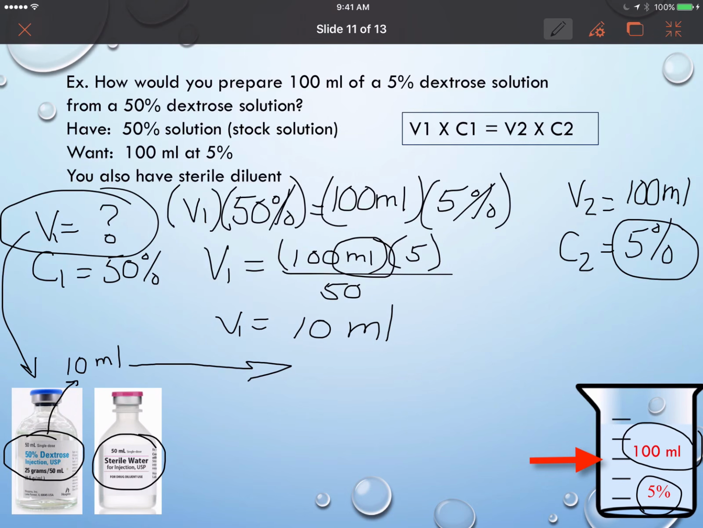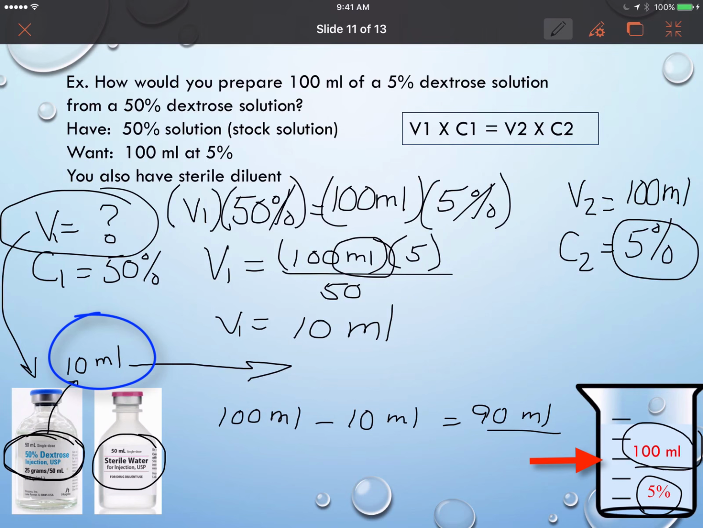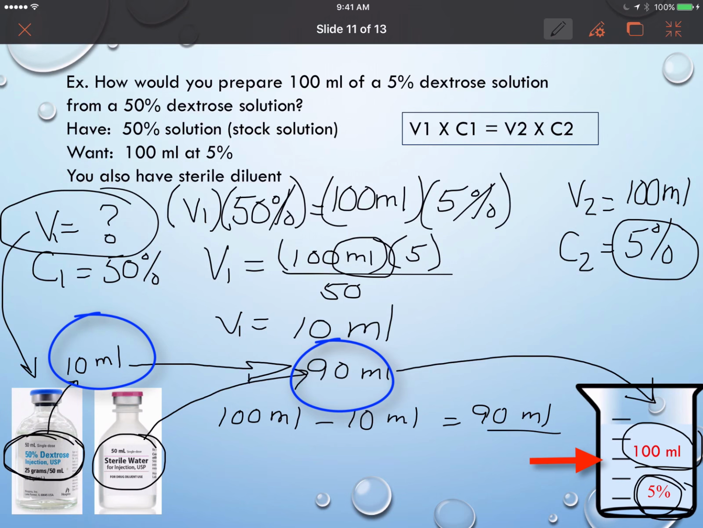How much sterile water am I going to use to dilute it with? Am I going to add it to 100 mils? No, because that's what I want to end up with. So I'm going to have to subtract 100 mils minus 10 mils equals 90 mils. So what I'm going to do is take 10 mils of my 50% dextrose solution, add 90 mils of my diluent, and then I'm going to end up with my final solution, which is 100 mils, and this is going to be a 5% solution that I've made.